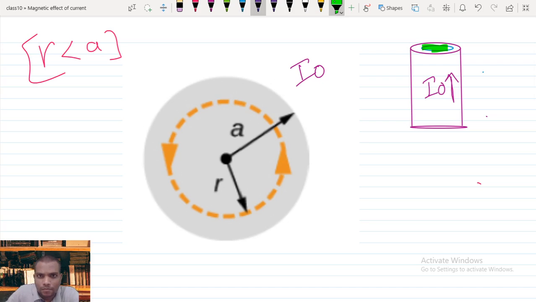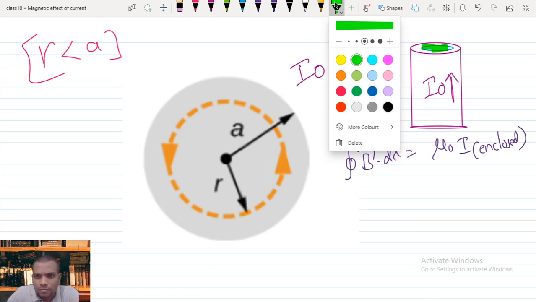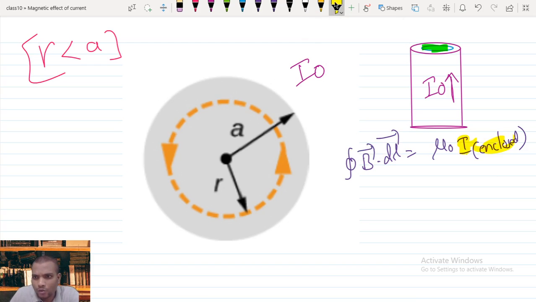How do we proceed? Let me take the formula. Closed integral of B bar dot dl bar equals mu naught times I, the current enclosed. So first I need to find these things. Here mu naught is constant and B bar I need to find. So two other quantities we need to figure out. The one is how much current is enclosed, which is the first quantity I am going to find right now. And the second is the closed integral of B bar dot dl, or closed integral of dl bar.